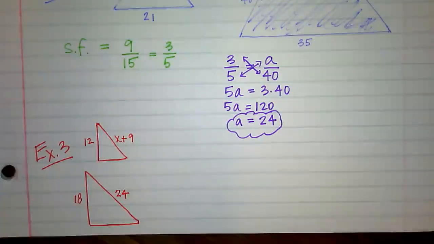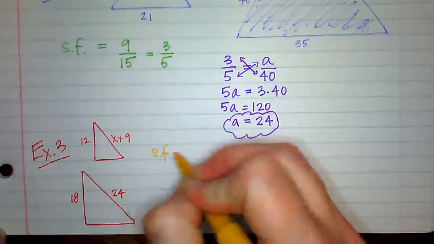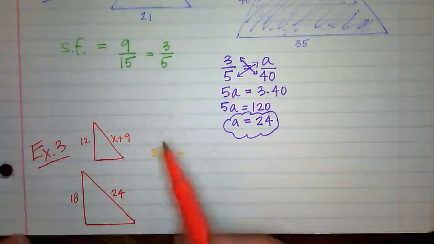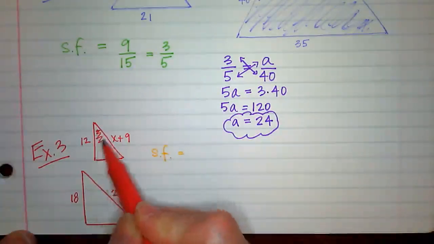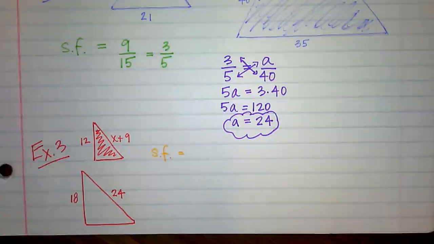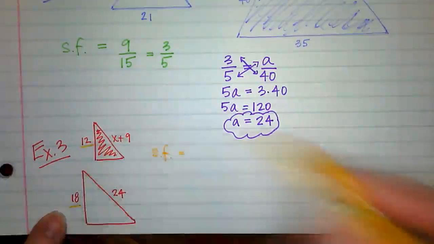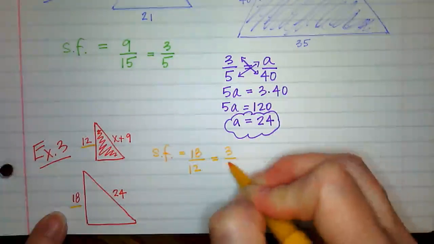All right, so we're going to do this similar to how we did the last one. So first thing that we need to do is establish what our scale factor is. So let's say this one is the original one. Okay. So new over original. So 18 over 12, and we can reduce that by 6, so we get 3 over 2.